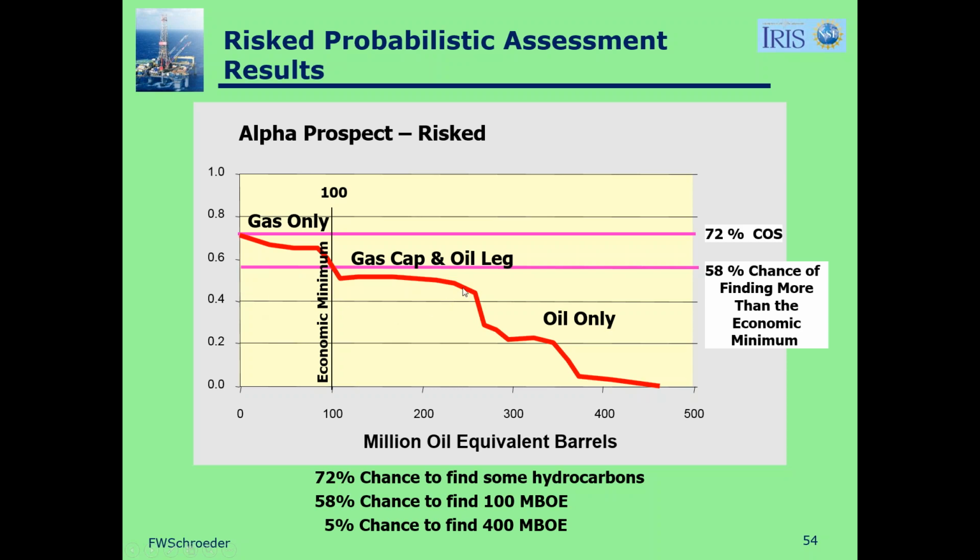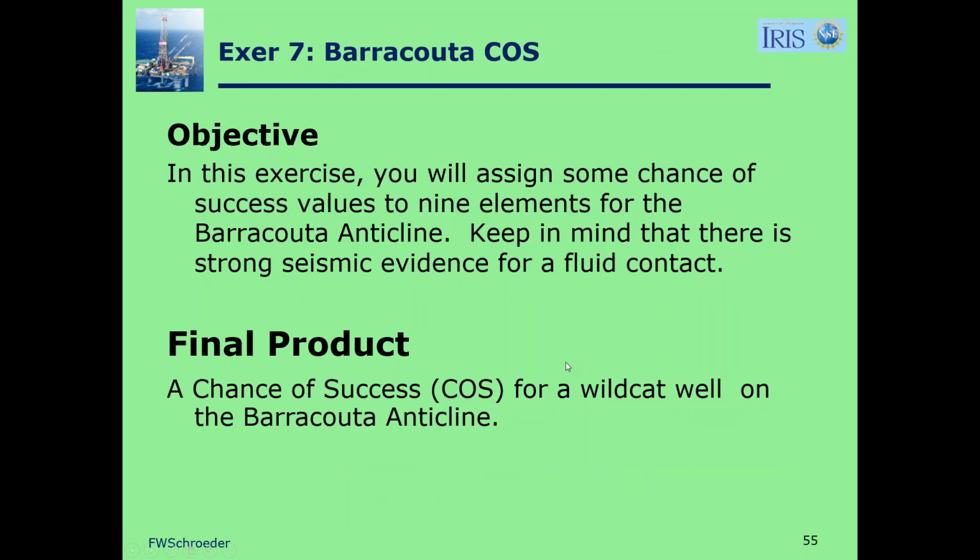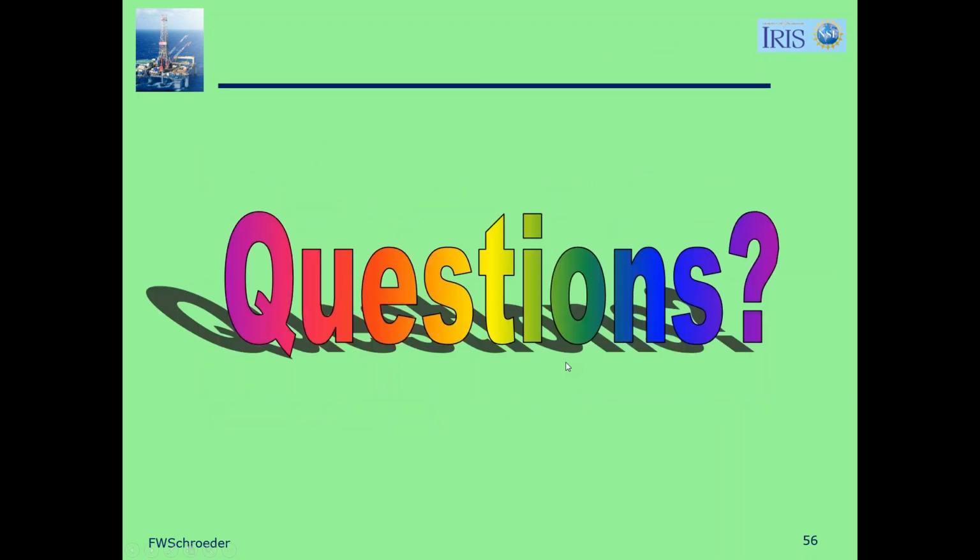The 50% case here is about 240 million barrels, but there's a 10% chance that we could have 350 million barrels. Those are the numbers that management will want to know, and they'll chew on those numbers and decide, yes, we'll take a chance and drill alpha, or no, we think we have better ways we can spend our money where we can get more volume with less risk. Exercise 7, you'll go through one of these chance of success analyses, and I have about 4 minutes left.